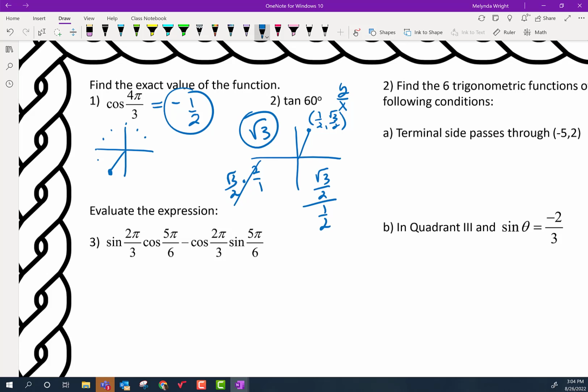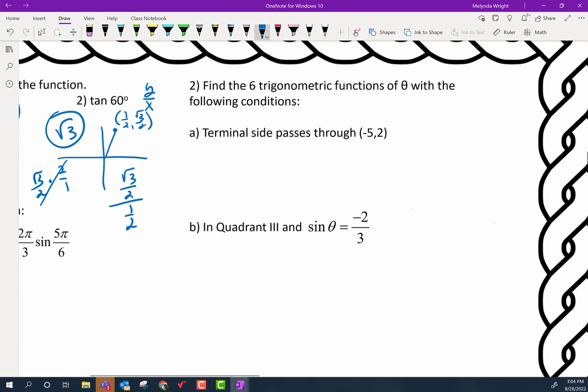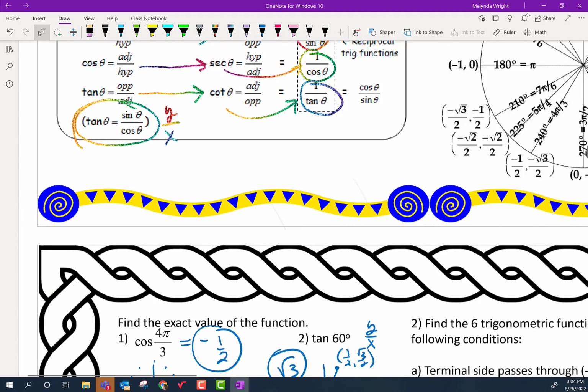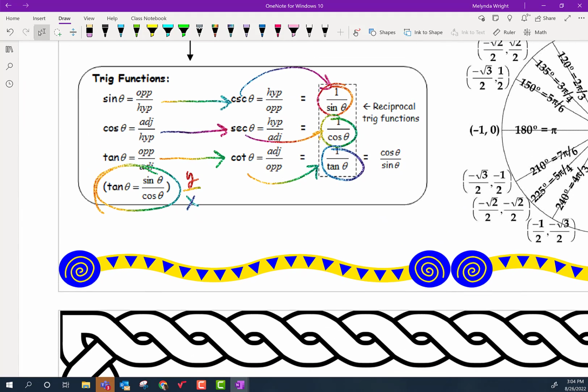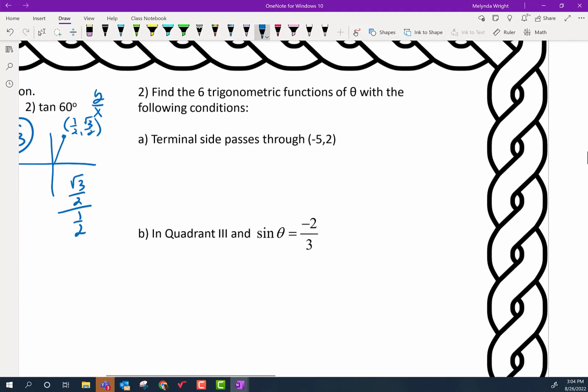Okay, great. So now let's go to number 2. And we want to find the 6 trig functions. So what are they talking about? They're talking about these. So there's 1, 2, 3, 4, 5, 6. They want all of those. That's what they mean by 6 trig functions. They want those. So let's figure out what they're talking about.